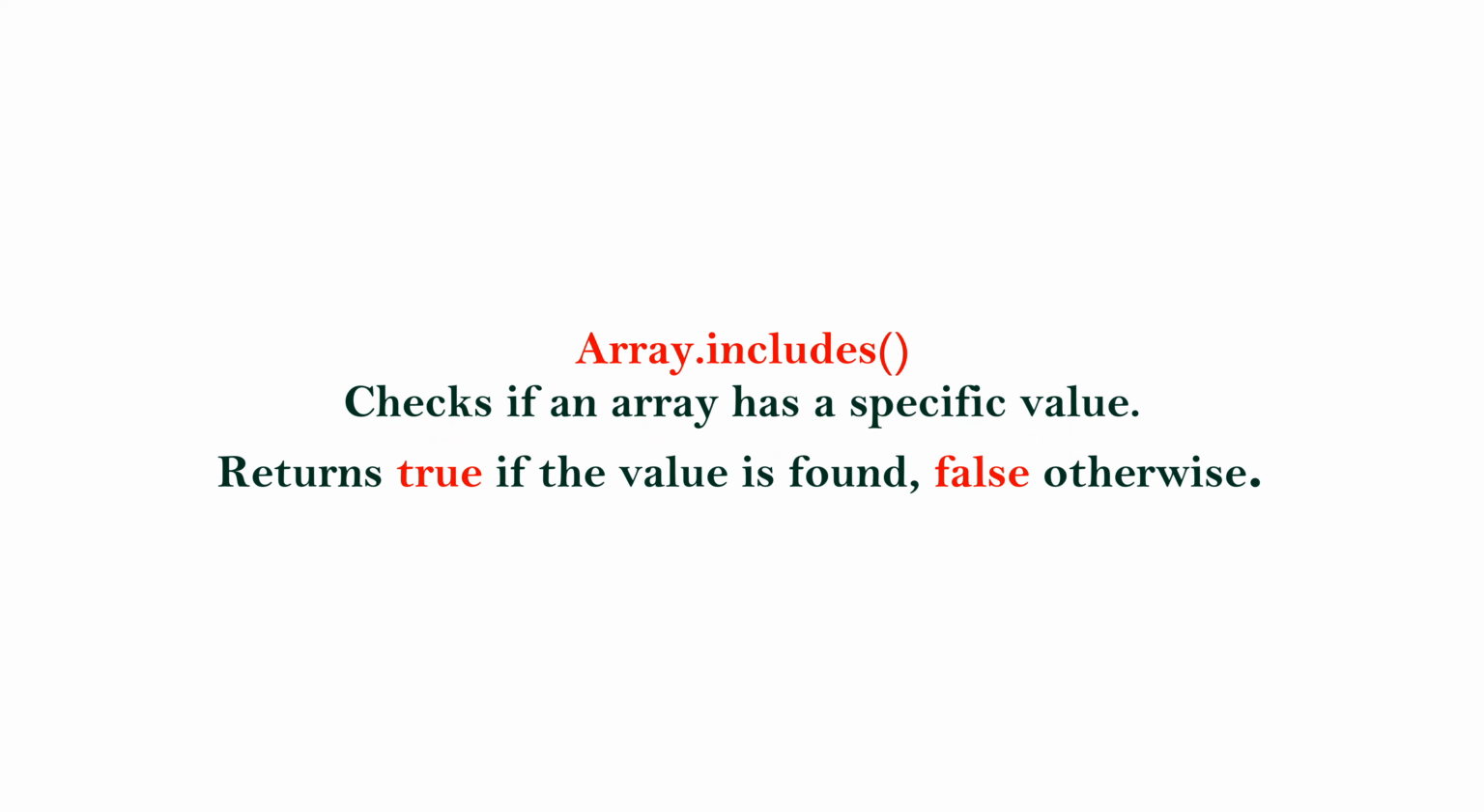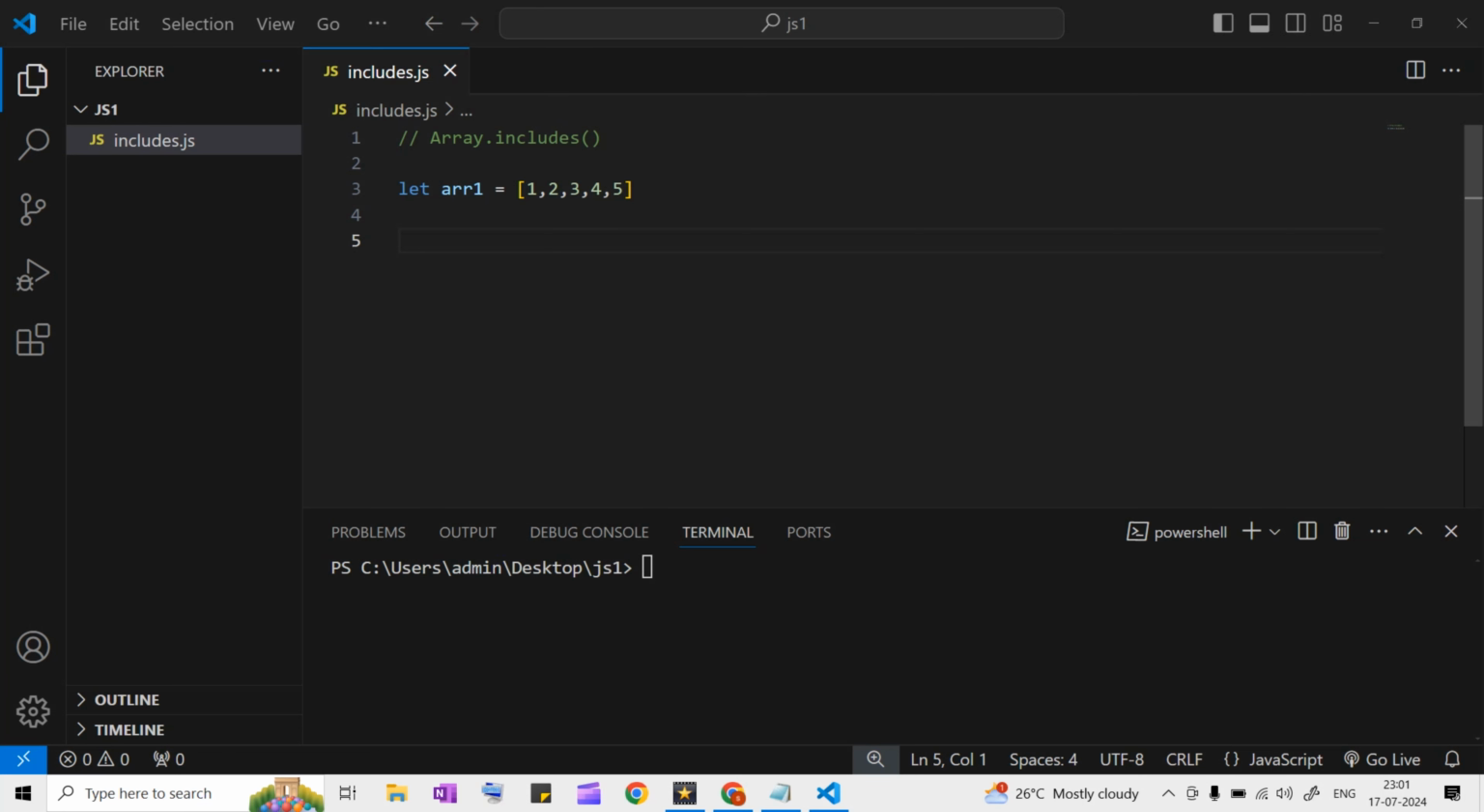So what is Array.includes? It is an array method that checks if an array contains a specified value or not. It will return true if the value is found. It will return false if the value is not found. So let's see that with an example.